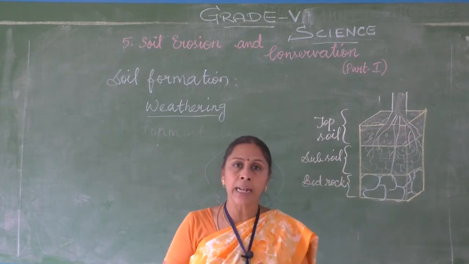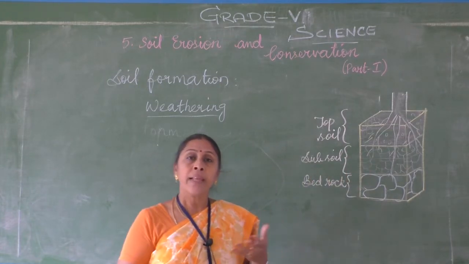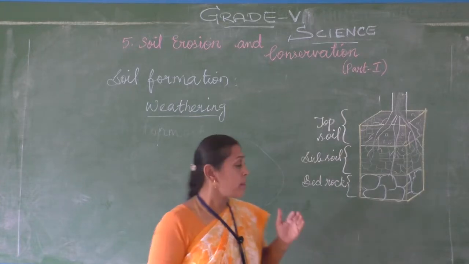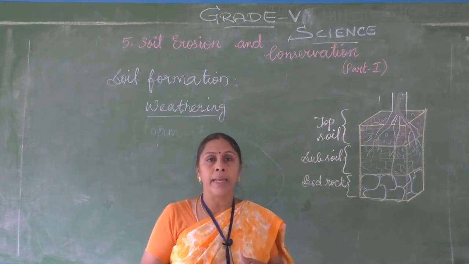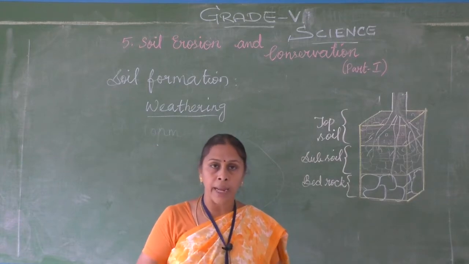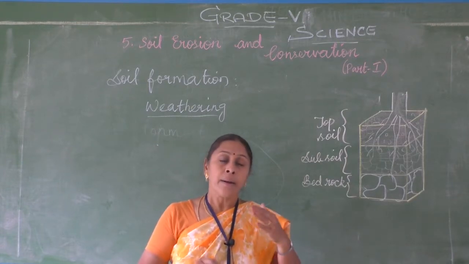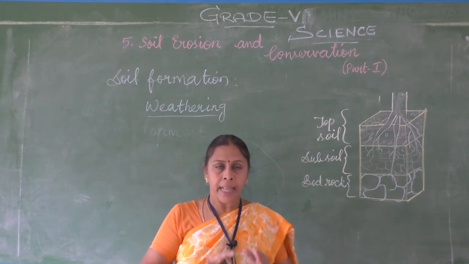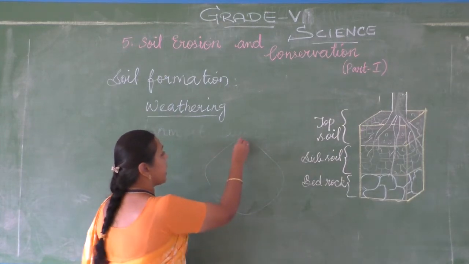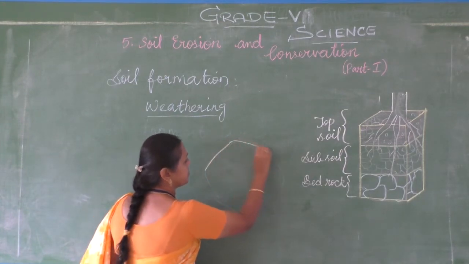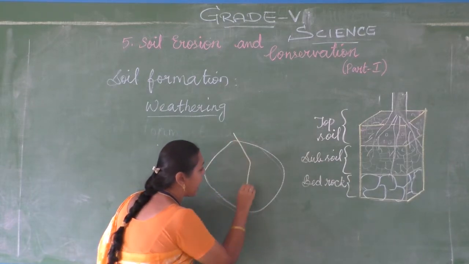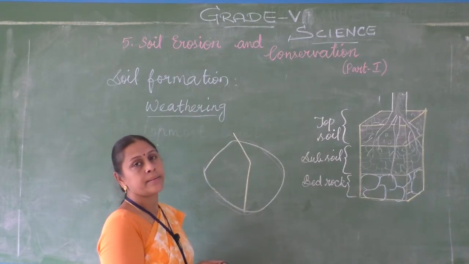In the daytime we have sunlight, and in the night time the earth gets cooled, as sunlight is not there. So these rocks, repeatedly heated and cooled, get a crack in them. If this is the rock, because of repeated heating and cooling, they will have a crack in between.